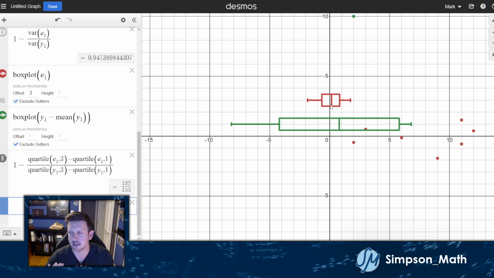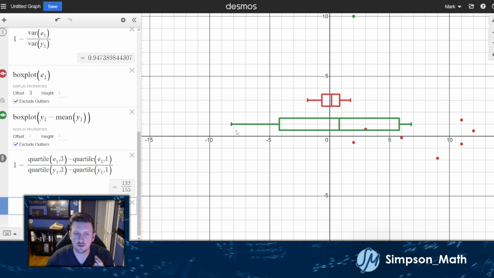This is not how R squared is calculated, but I'm using a much more tangible measurement instead of the variance. Let's take a look at the IQR. So let's take a look at the width of this green box. That's the IQR of the y's. Look at the width of this red box. That's the IQR of the residuals.